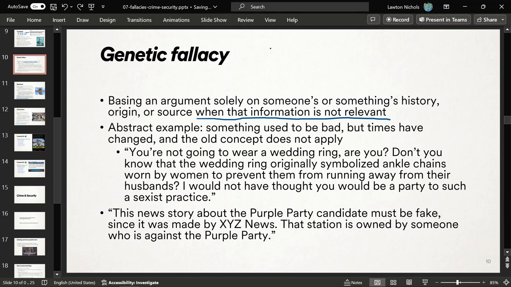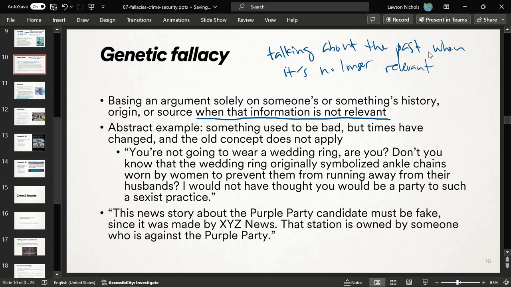It's when you are talking about the past, when it is not relevant anymore. When it's no longer relevant. And so this doesn't come up too much, but here's a good example. Like, abstractly, it's like something used to be horrible, but times have changed and it's okay now. So you can't, like, argue against it anymore.